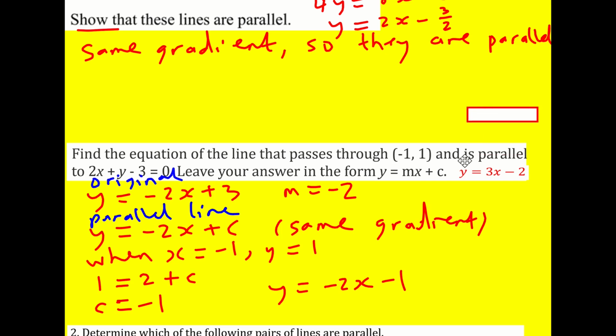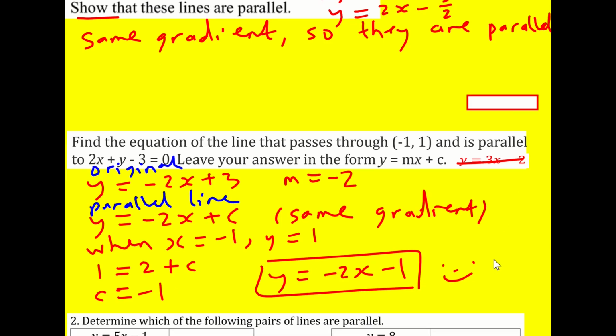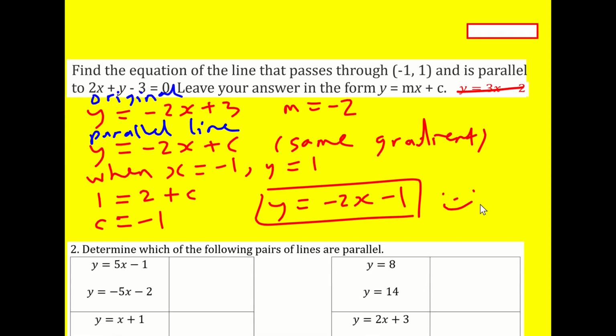Okay, this is not correct at all, so ignore that one. I'm definitely right here. We can check. We know the gradient is minus 2x. I can see that when x is minus 1, it's going to go through 1, so I'm 100% happy with that. My answer's tricking me here, but that's not correct.